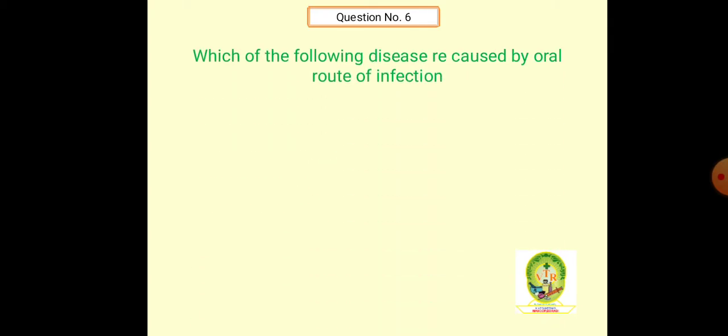Which of the following diseases are caused by oral route of infections? Options are A. Typhoid fever, B. Poliomyelitis, C. Cholera, D. All. Right answer is all.